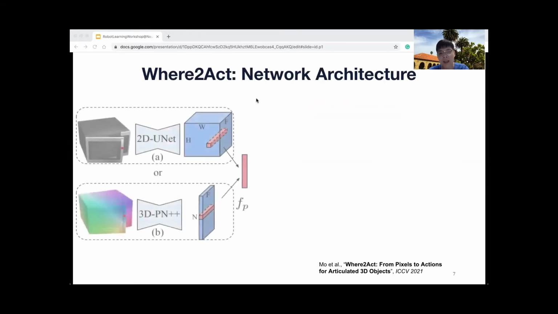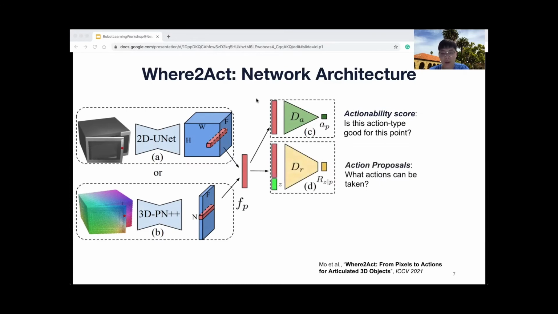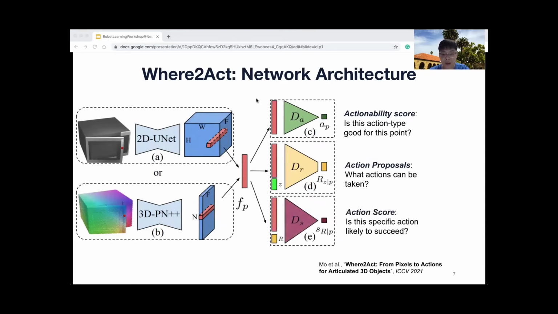Our system takes either a 2D image or a 3D partial scan as the input and leverages a state-of-the-art backbone feature extractor to obtain per-pixel or per-point features. Then for the output, we first decode an actionability score at this pixel, answering the question: is this action type good for this point? Next, a second decoder formulated as a conditional generative model proposes diverse gripper action directions. Finally, we learn an action scoring module to rate each action proposal with a score between 0 to 1.